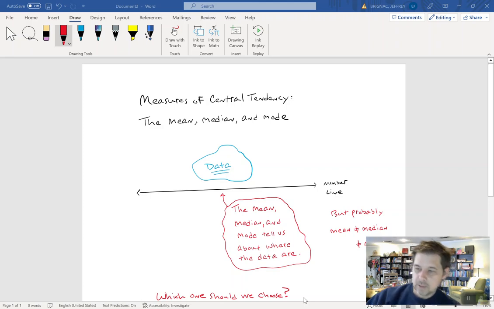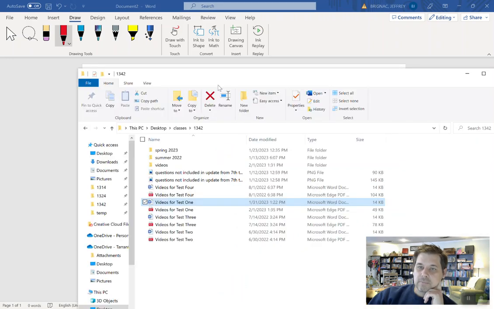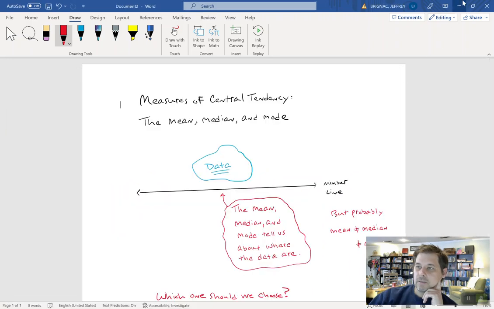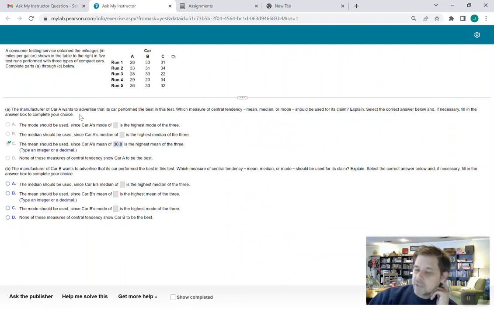Hello everybody. I want to take a minute to revisit the idea of a measure of central tendency, and I want to do that by looking at this particular problem on my math lab. Okay, so let me explain the setup for the problem.